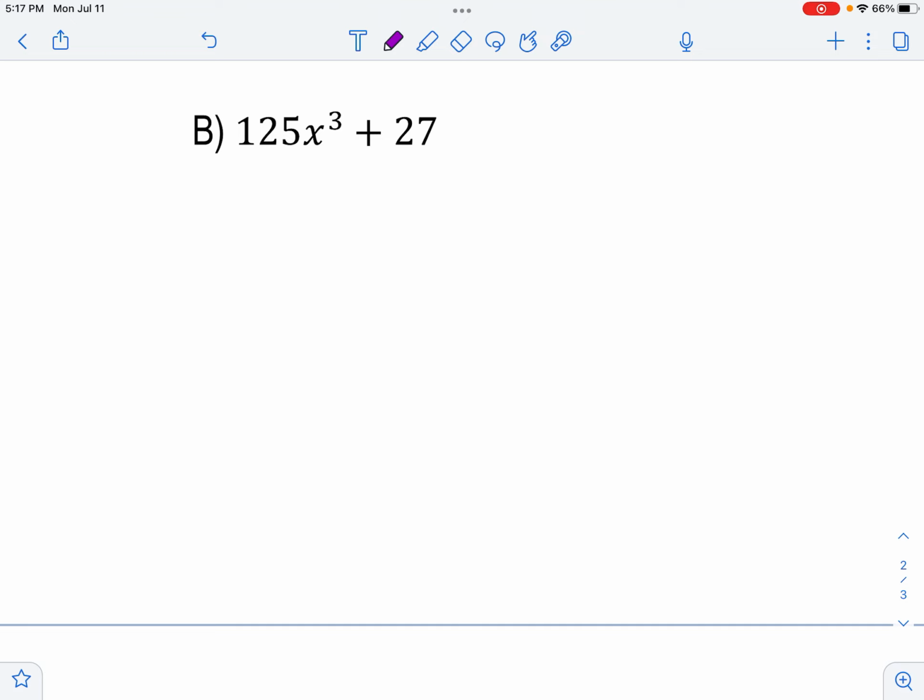All right, first step, remember, is noticing that it's a sum of cubes. It's a sum. 125 is 5 cubed. x cubed is x cubed. Then I have a plus. 27 is 3 cubed. All right, so I've got cubes. Now I'm going to write down the base. I'm going to copy the base: 5x plus 3.